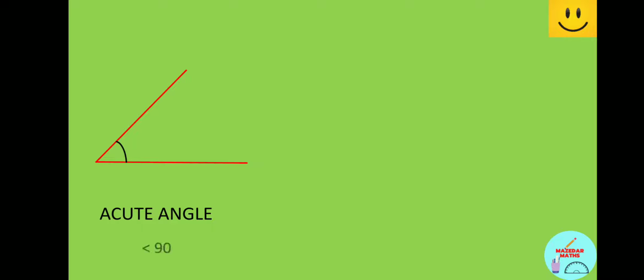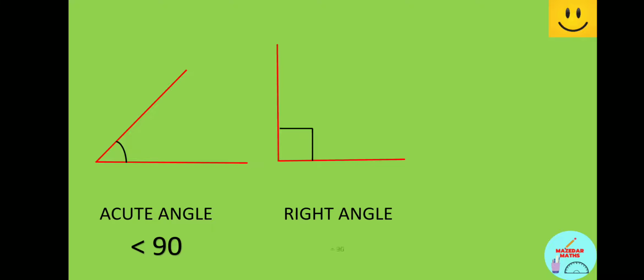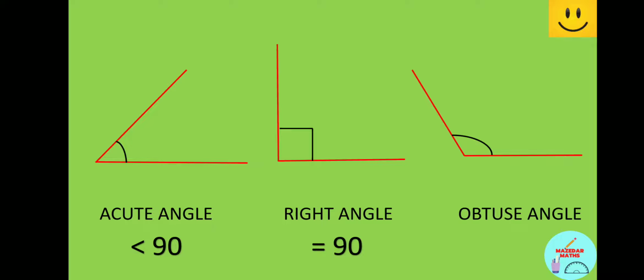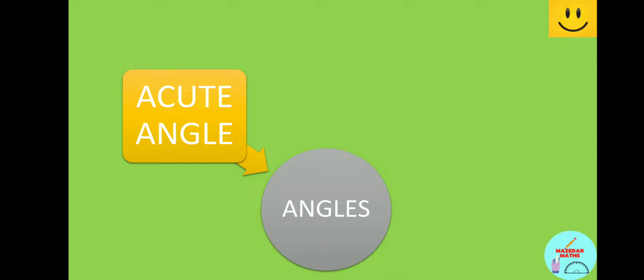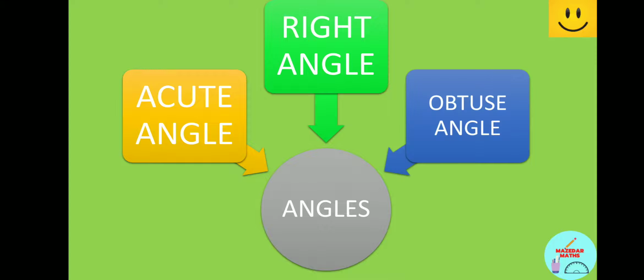Now let's see the different types of angles. Acute angle, less than 90 degree. Right angle is equal to 90 degree. Obtuse angle, which is greater than 90 degree. So there are three types of angles: acute angle, right angle and obtuse angle.